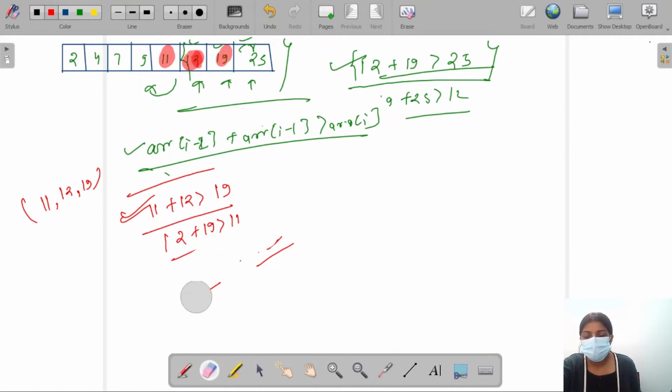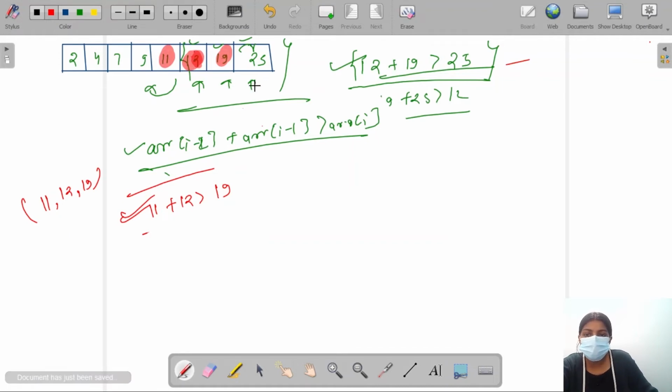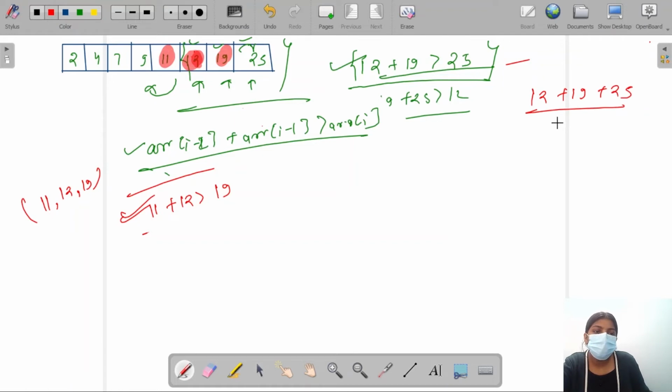Okay, so this also forms a triangle, but the perimeter for these three sides, 12 plus 19 plus 25, is definitely going to be greater than the perimeter of 11 plus 12 plus 19, because these three sides are the largest sides, right? So we will start calculating our perimeter always from the largest sides, right?